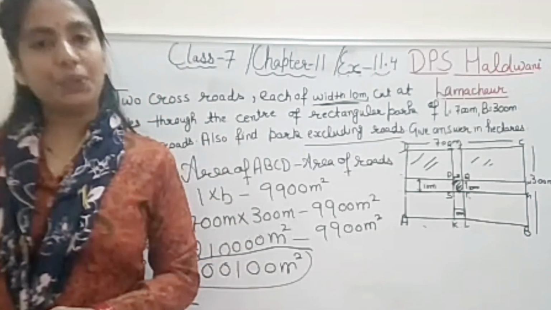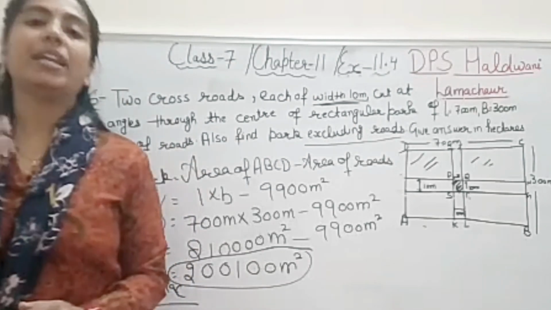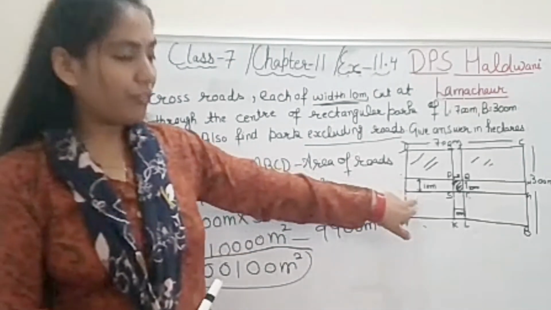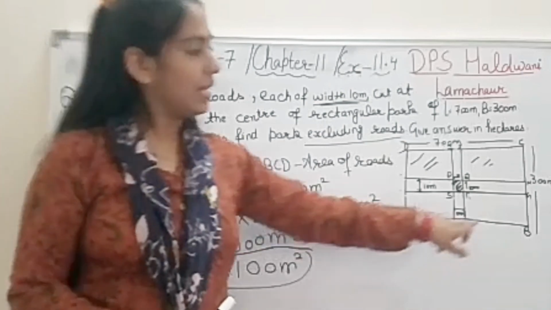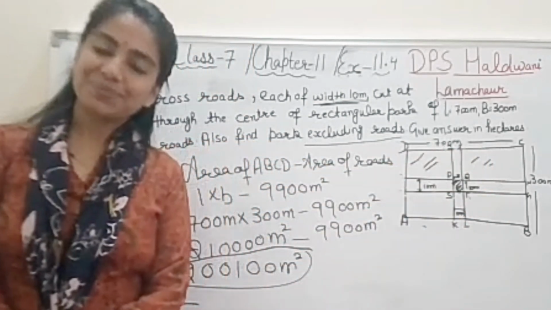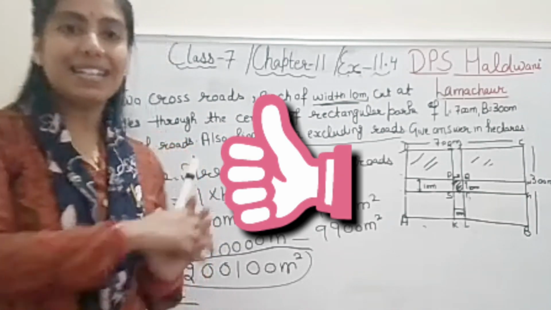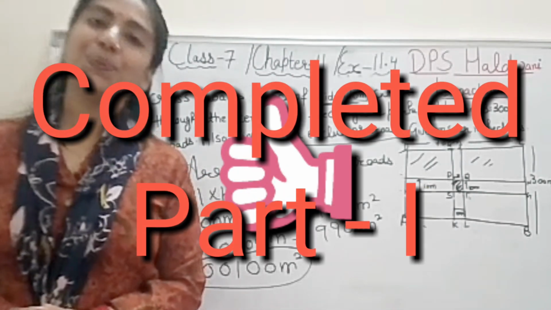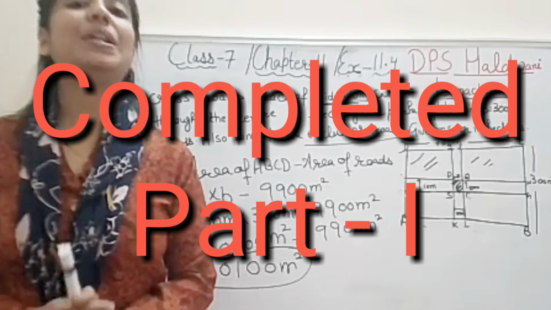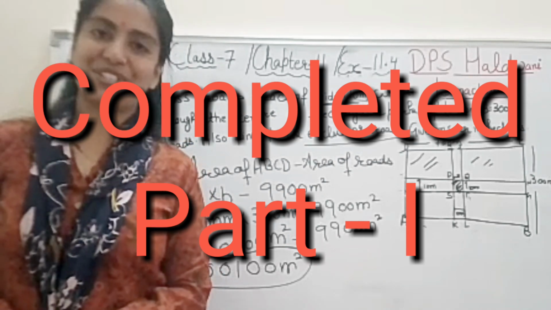And this, you know student how to do? Here it is just a lengthy question. In the same question, 2 areas we have to find out. Area of road, then area of this park. Okay student, I hope you understood this question. For today's part, this much only, till question number 6 we will do. Okay, in next video we will proceed further with our exercise questions.